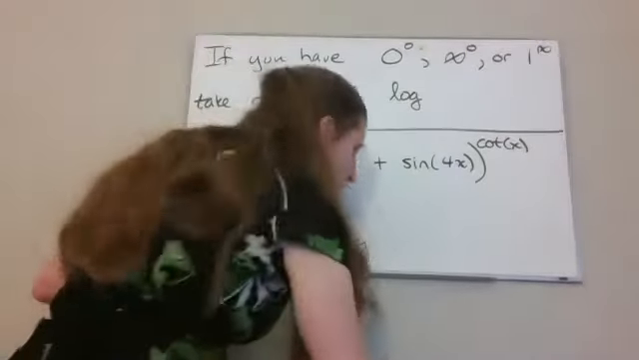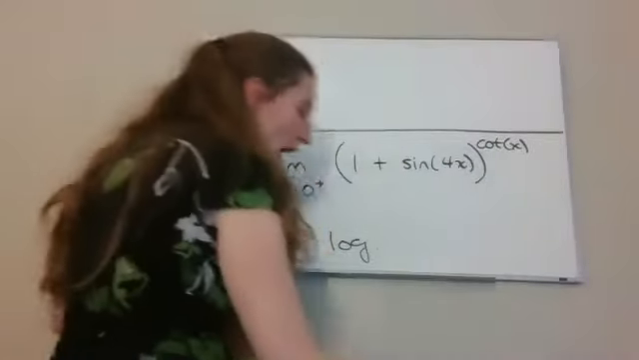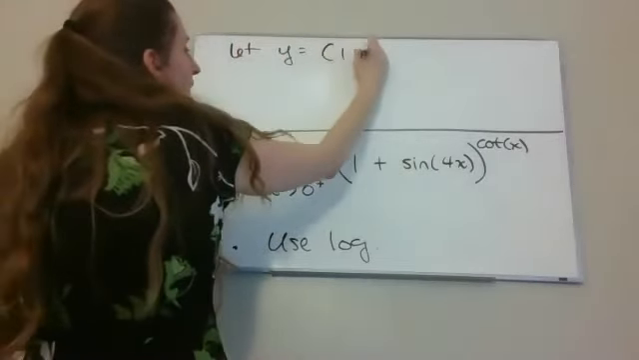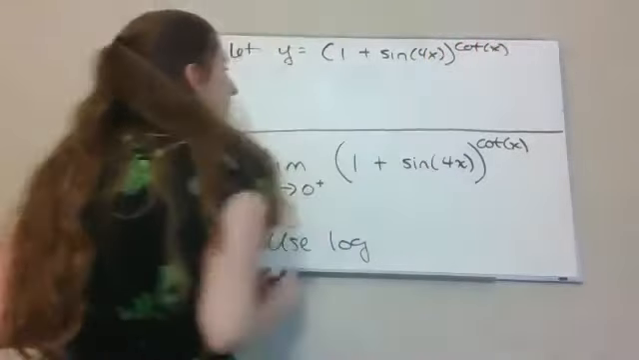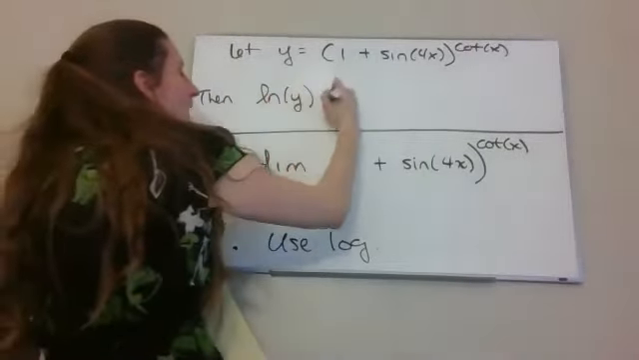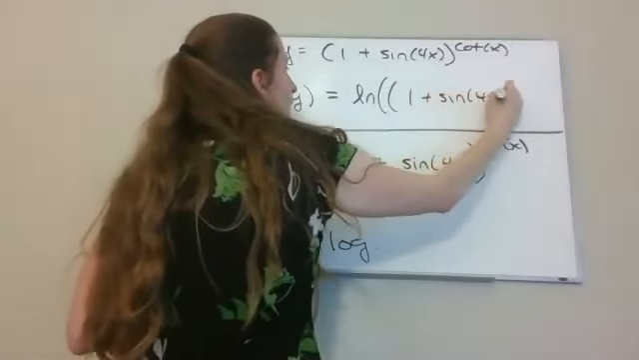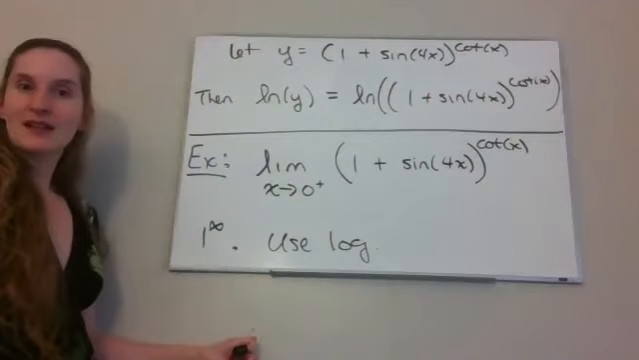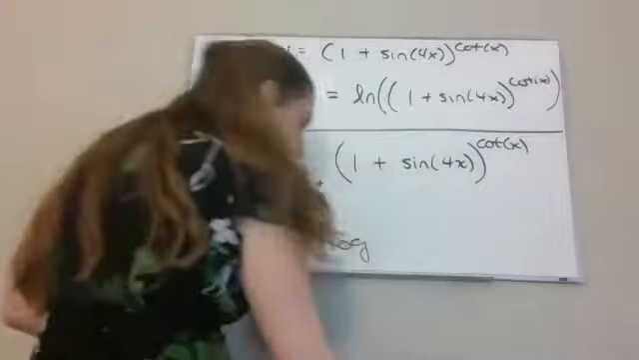How do we do that? Well, we're going to create a new variable. I'm going to call it y. Let y equal 1 plus sine of 4x to the cotangent of x power. Then the natural log of y is equal to the natural log of 1 plus sine of 4x to the cotangent x power. But now, because I have natural logs, that cotangent x power can come down in front of the logarithm.